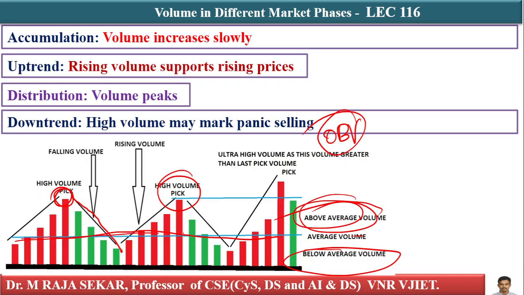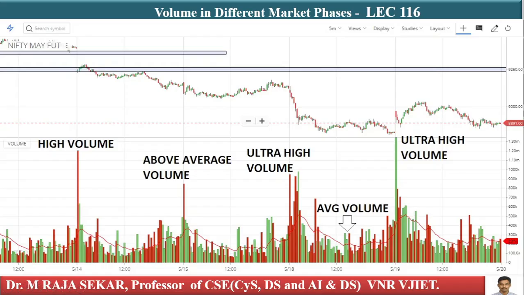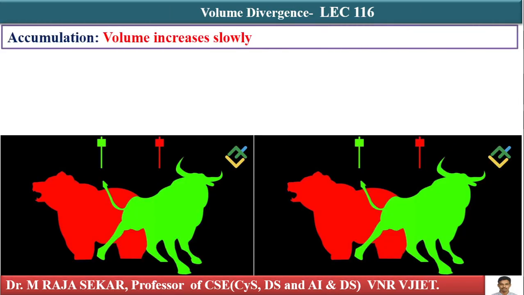If it is a 20 days moving average on volume, above it is known as above average, and below it is known as below average. We will try to understand. Here, this is high volume. This is ultra high volume. This is average volume, isn't it? This is above average volume, something like that. Anyway, we will try to understand.